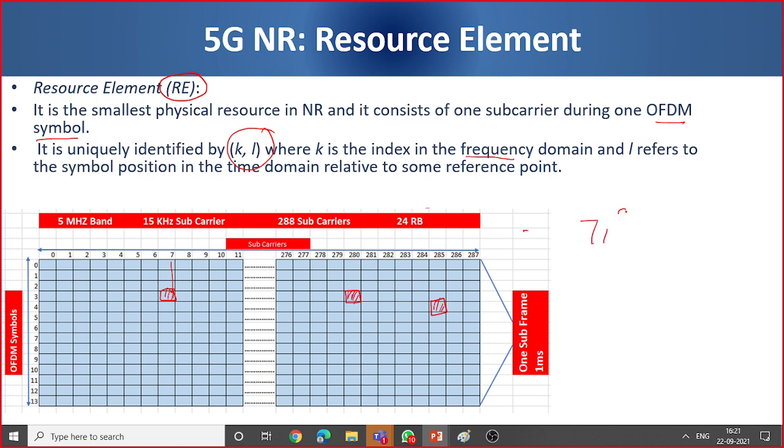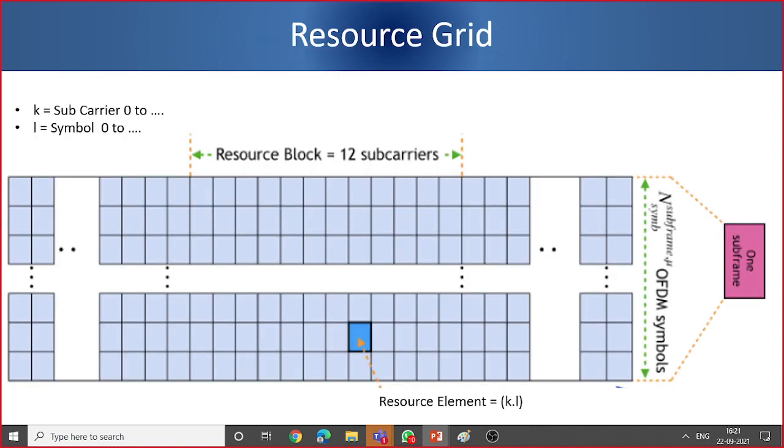So 7, 3. So that's why you can represent every resource element, right? So I hope I was able to explain the resource grid, resource element, and how that can be addressed. Okay, so this diagram I have taken from somebody else.